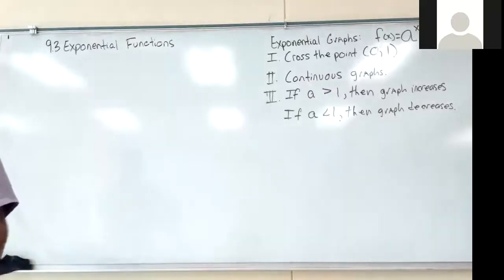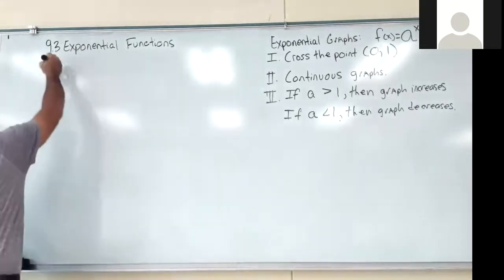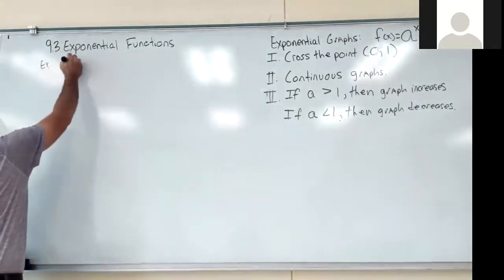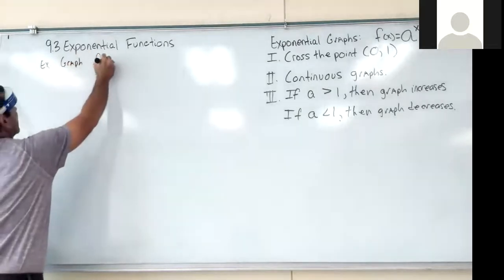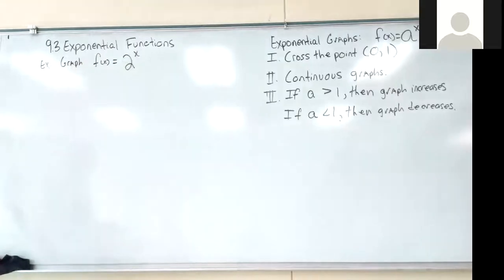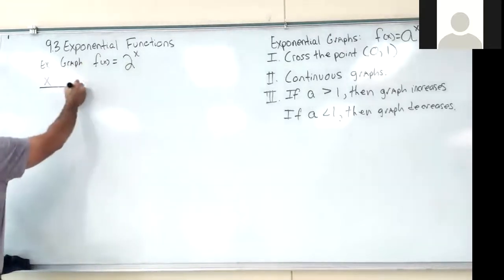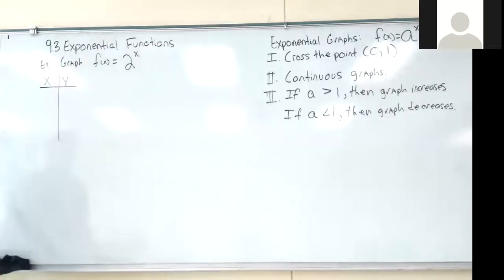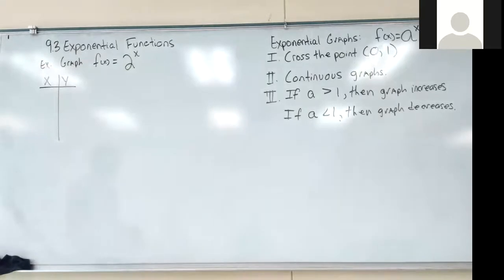What I'm going to do is graph one with greater than 1 for the a, and then I'm going to graph me a fraction. Okay? And I'm going to find little numbers because exponents grow quick. So let's graph f of x equals 2 to the x. Okay? So I'm going to come up here and make me a little table. And then I'll even throw a negative number in there to show you what happens when you put negative numbers for those exponents.